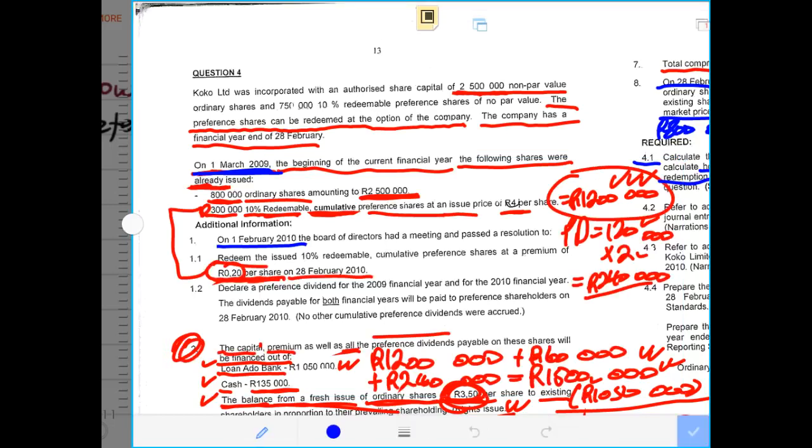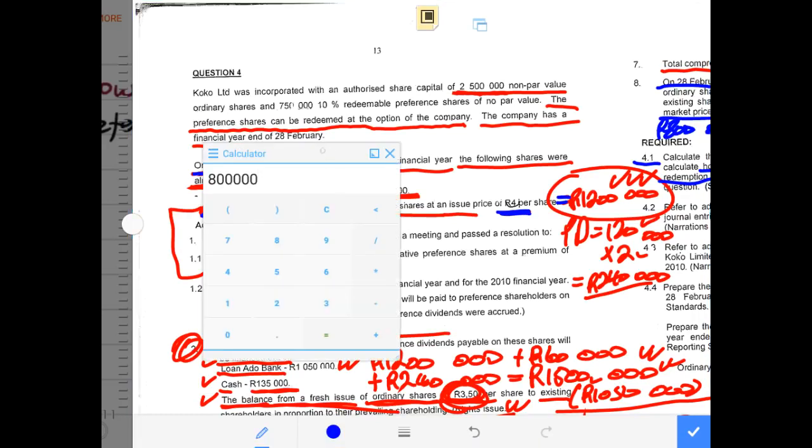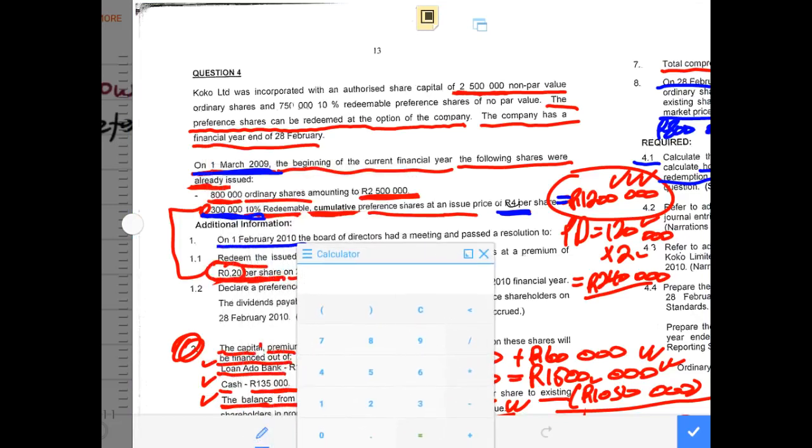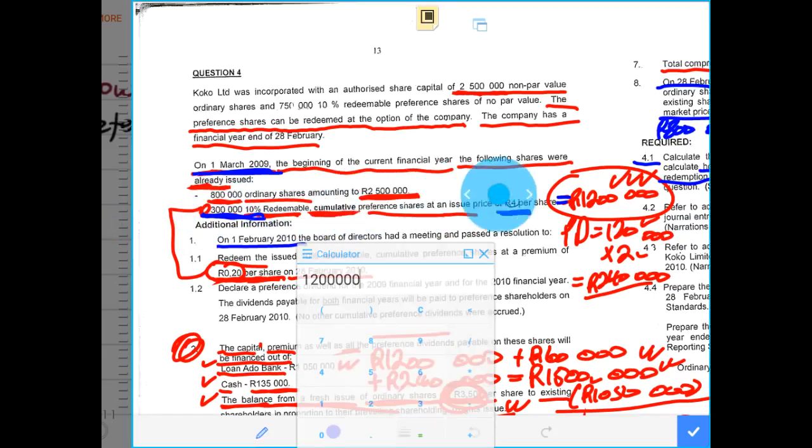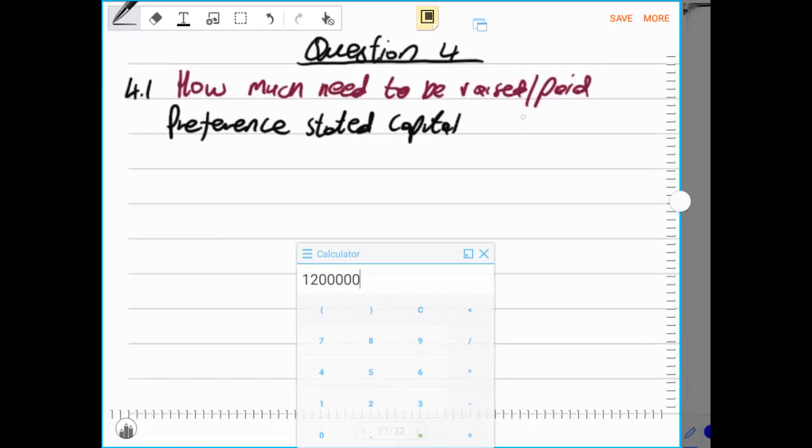In this case, the capital out of the 300,000 shares will be 300,000 multiplied by 4, which gives us 1,200,000. Let me just repeat that for clarity. 300,000 multiplied by 4 gives us the capital, because 300,000 preference redeemable cumulative shares were issued at 4 rand. So now the total is 1,200,000. And now all of them are redeemed. Therefore the full 1.2 million will be the capital written here, 1,200,000 rands, which is the capital to be redeemed.